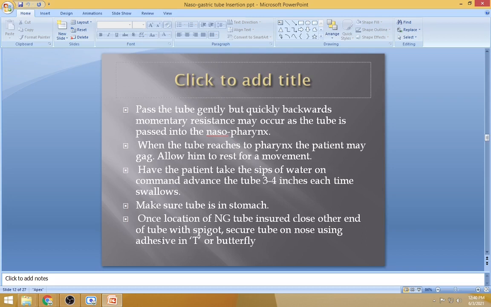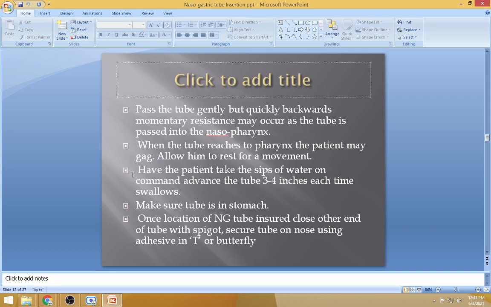nose using the adhesive. Once the NG tube is inserted, how will you make sure that it is in the stomach? Yes, you already know. Tell me how to make sure. Ma'am, we will aspirate with a syringe, and if green color comes out, it means it is in the stomach. Okay, then green liquid. And what else? What are the other indications?